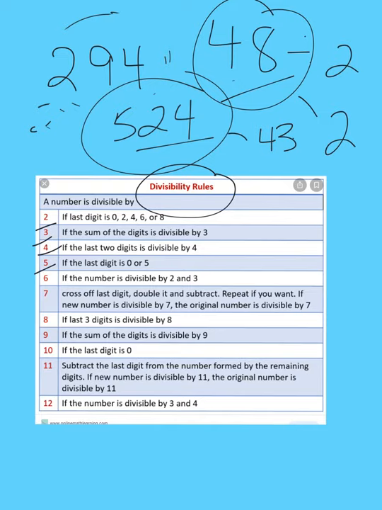Go to rule number 5. We know that a number can be divided by 5 if it ends in a 0 or ends in a 5. So I'm going to work down here. 25 ends in a 5, can be divided by 5. 30 ends in a 0, can be divided by 5.